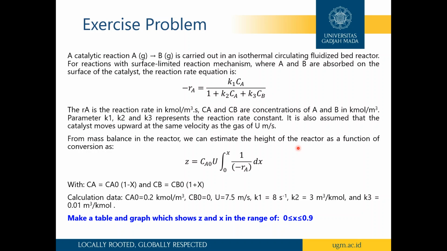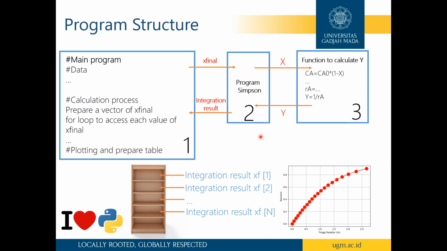in order to calculate the height of the reactor, we can make a program structure as follows. We will divide our program into 3 parts. The first part, I will call the main program. This is the place where we provide the data, call all the subroutines for the calculation process, and do plotting and preparing the table. In order to run this main program, we need to create a subroutine which contains the Simpson program.